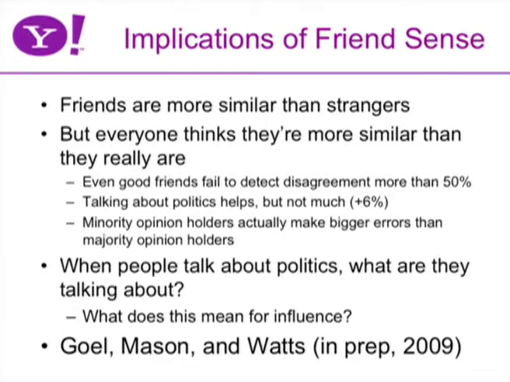And it's even true for people who are minority opinion holders. So you might think that someone who is a staunch Republican teaching in an Ivy League sociology department would think that he was surrounded by a bunch of lily-livered liberals and would expect to disagree with them on most issues. But actually, those people are even worse at overestimating how similar their friends are to them than people who are in the majority.